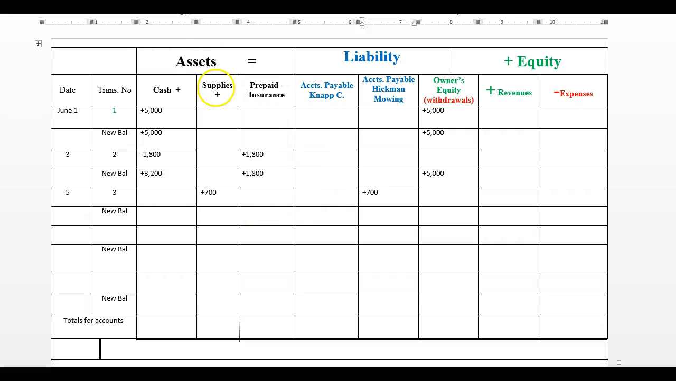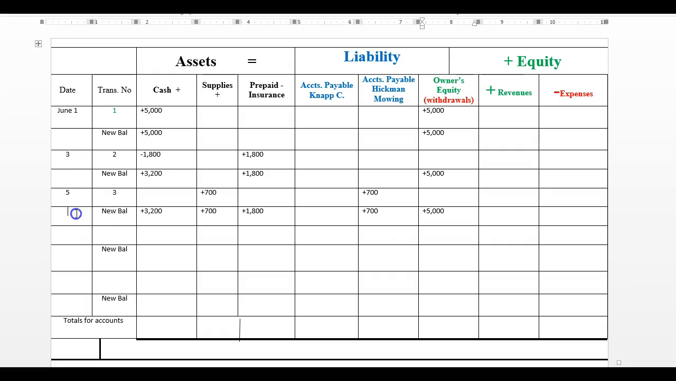Remember, if we increase an asset, and that's the only part of the equation we're affecting, we have to increase something on this side of the accounting equation. Now, once again, we have to do our new balances, so we can always tell the owner where we are. We bring down the $3,200 in cash. We now have $700 worth of supplies. We still have $1,800 worth of insurance. But now we have the $700 in accounts payable, the amount that we owe, plus we're bringing down the capital.